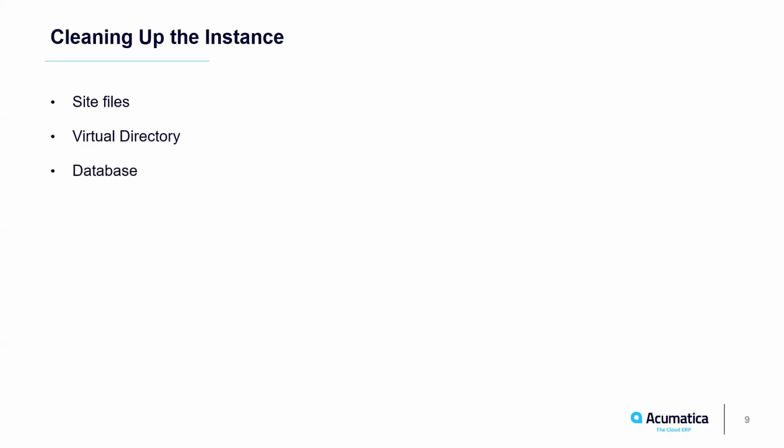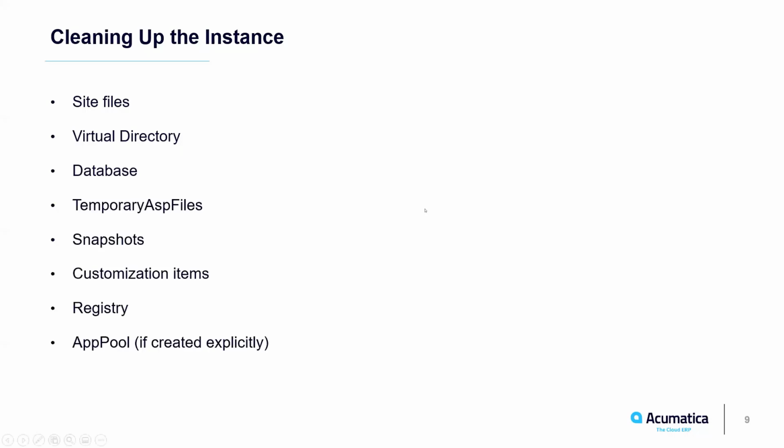The first thing you might think of is the database, right? That's left over, but there are quite a few other items that you would need to take care of, like temporary ASP files, even registry records. There are quite a few things left behind. So it looks like quite some effort to automate all those steps of downloading, installation, and full deletion of Acumatica. And guess what?